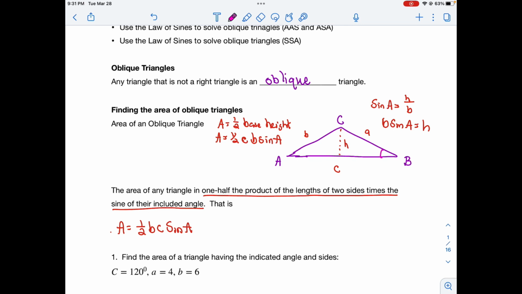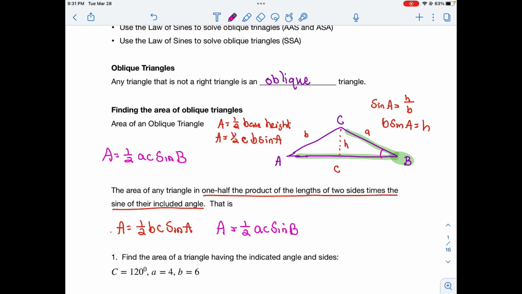Let's say I wanted to figure out the area and I have information about angle B. So area would be equal to, I take the lengths of the two sides that form that angle B, which would be A and C, and would times it by sine of B. So our formula for area of a triangle could also be 1/2 AC sine of B.